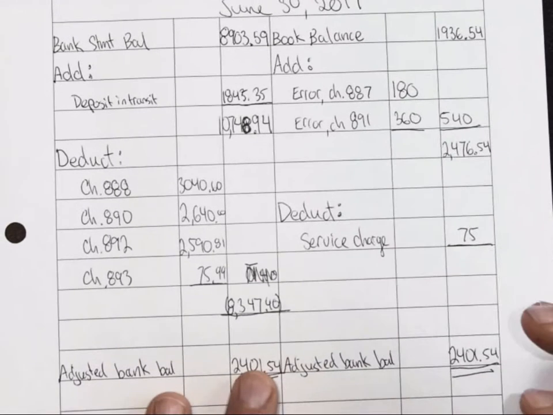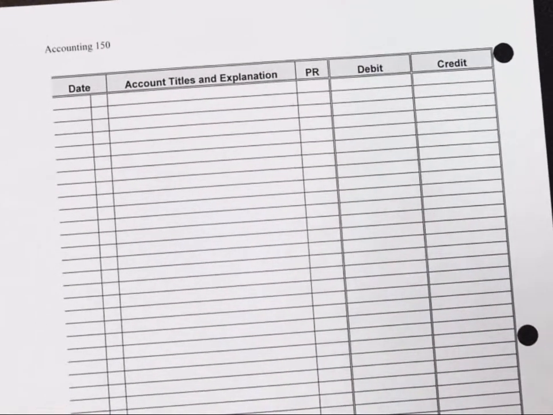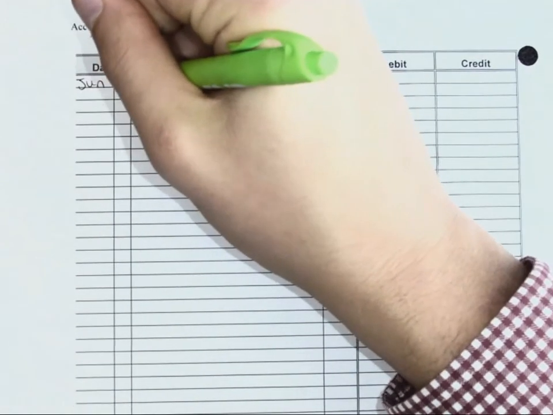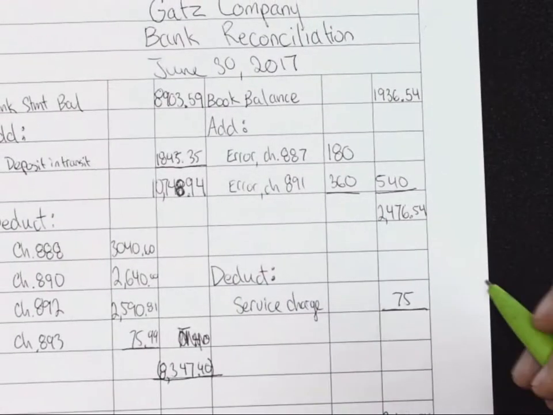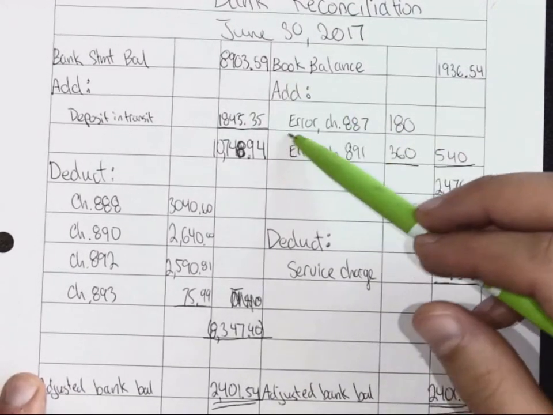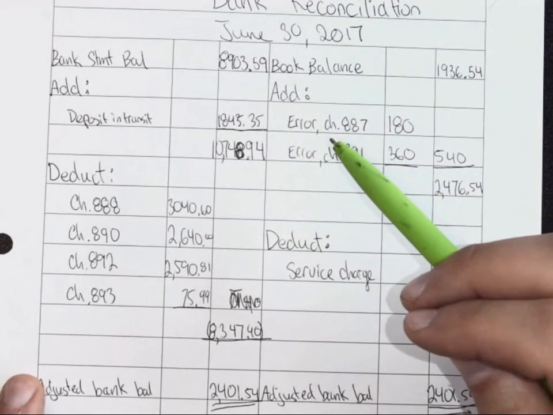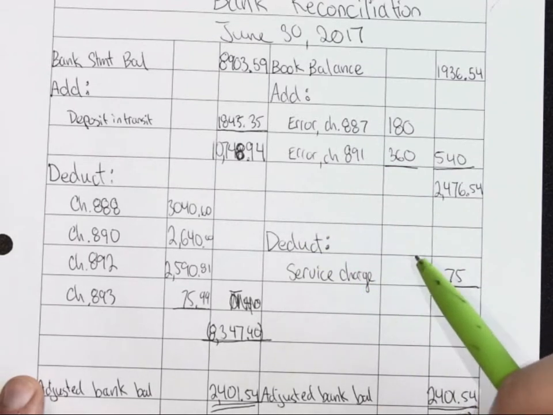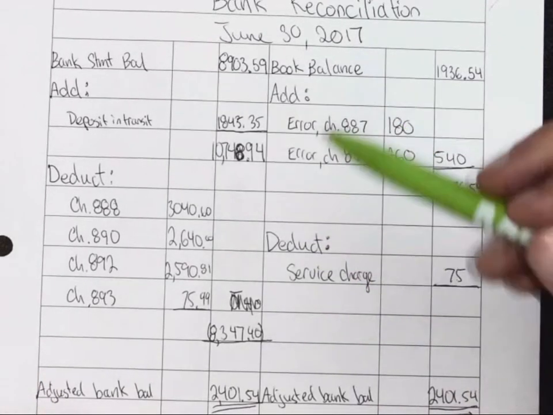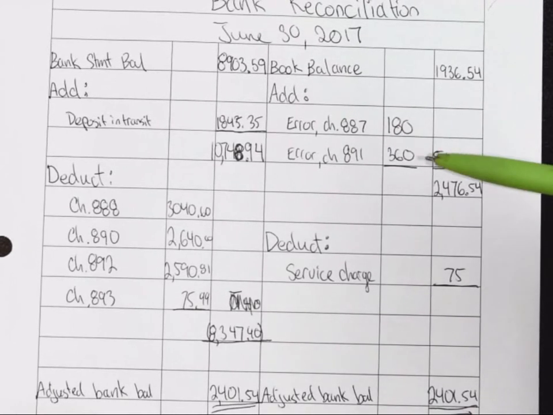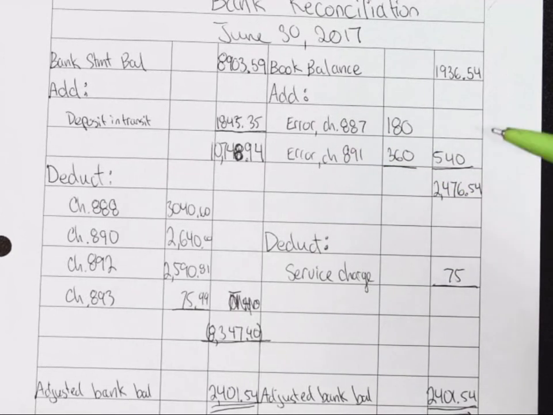3 journal entries? Okay, let's go ahead and do them. So on June 30th, starting from the top, anytime we add to our book balance, what are we going to debit? Cash. Anytime we deduct from our book balance, what are we going to credit? Cash. Why is it always cash? What are we doing here? Yeah, because this is directly from our bank statement. So bank is cash, right?